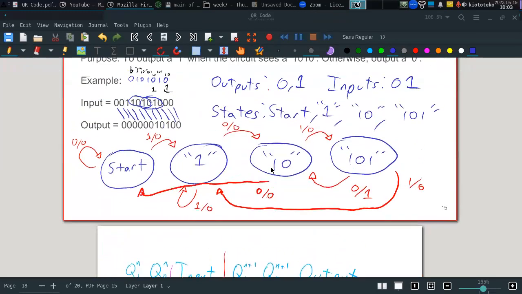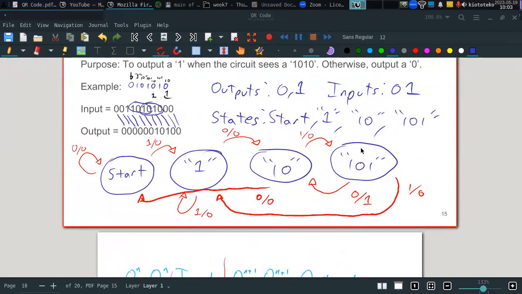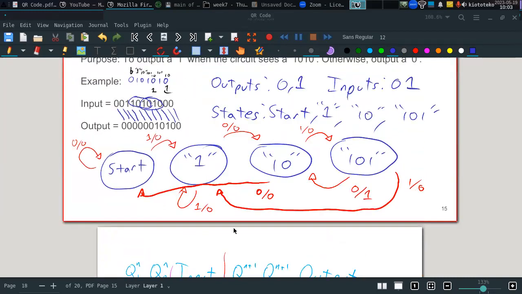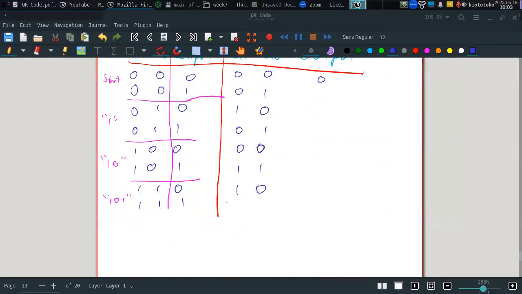And if we are in state 3 and we have a 0, we go back to state 2. And if we have a 1, we go back to state number 1.